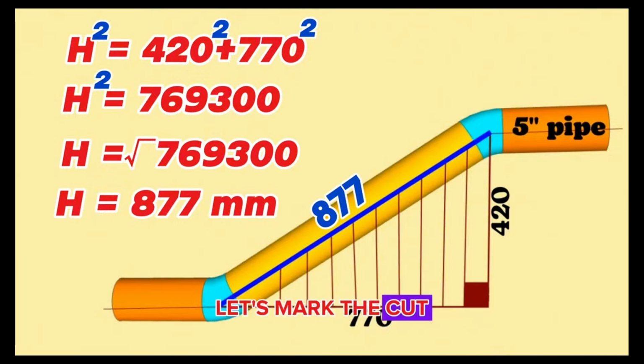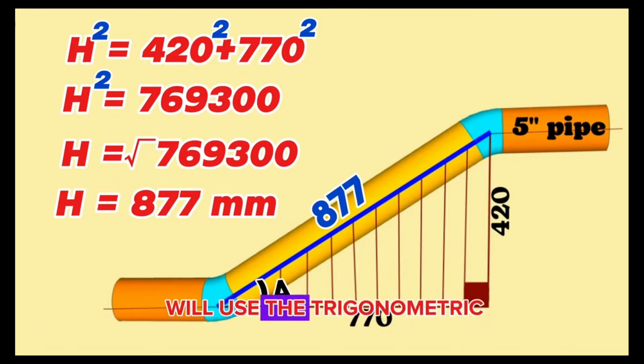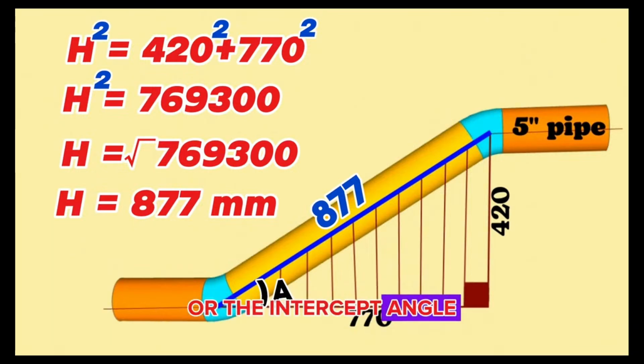Now let's mark the cut angle of the elbow with A and calculate this angle. In such cases, we will use the trigonometric function formula to calculate the acute angle of this right triangle, or the intercept angle of the elbow.